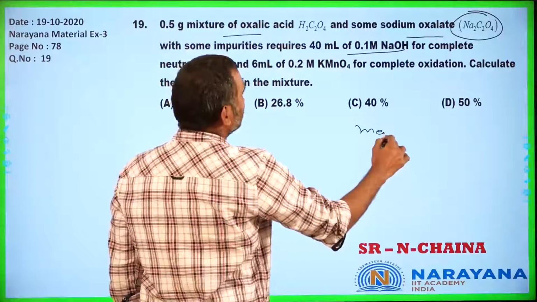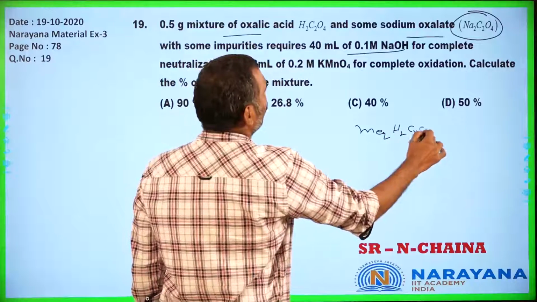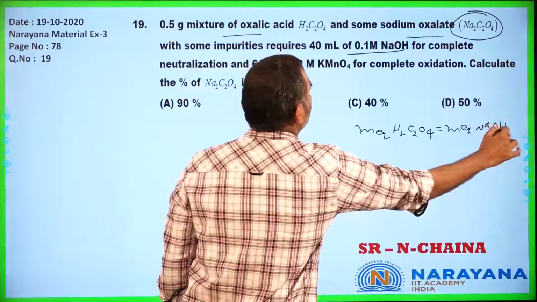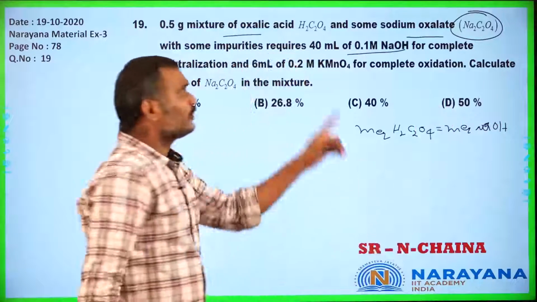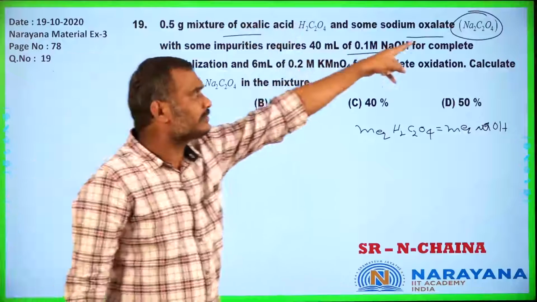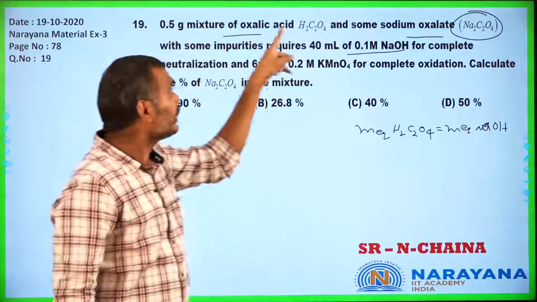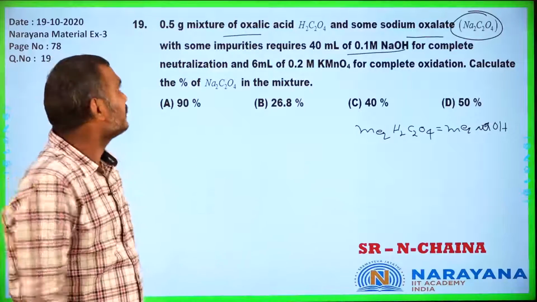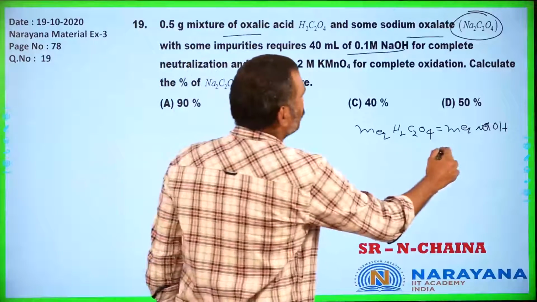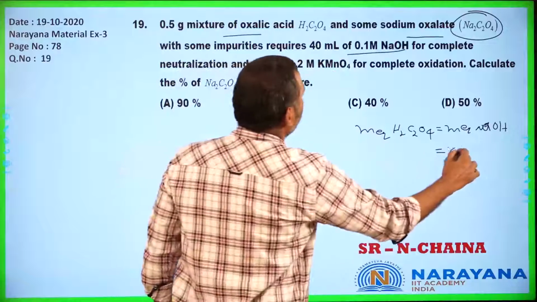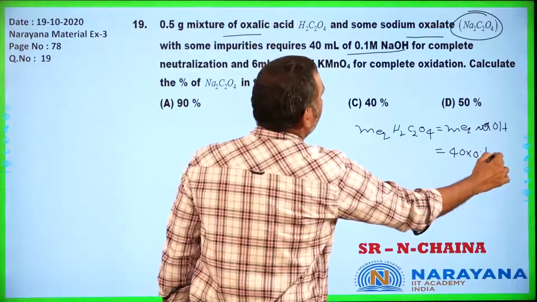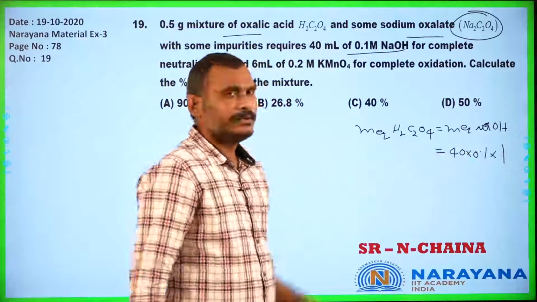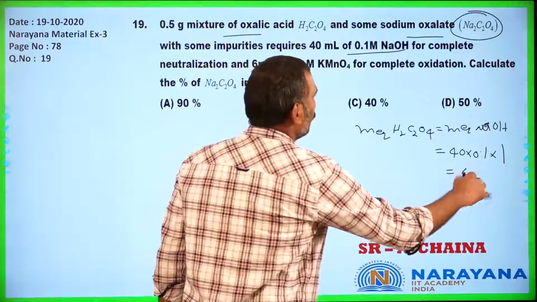So milli equivalence of H2C2O4 is equal to milli equivalence of sodium hydroxide used. Actually, we are titrating the mixture, but the sodium oxalate is unaffected by sodium hydroxide. Only H2C2O4 reacts with sodium hydroxide. So milli equivalence of H2C2O4 equals 40 into 0.1 into 1. Why? Volume into molarity into n-factor. That is equal to 4.